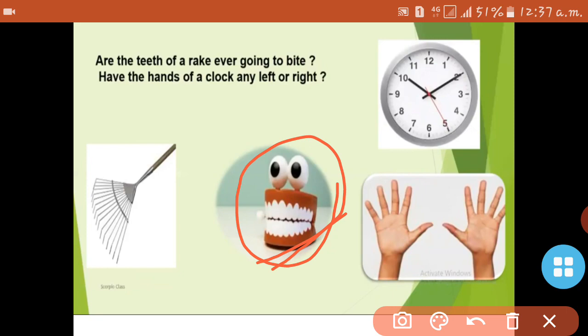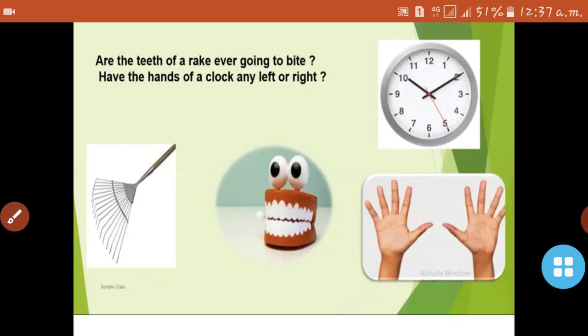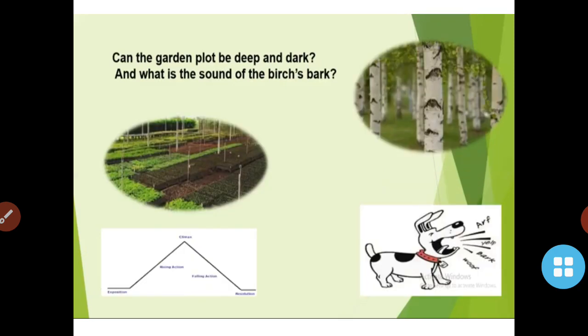Now the second line: have the hands of the clock any left or right? Here again, this is the clock. If you imagine the clock is having its own hands, left and right, what is going to happen? The poem writer is saying, imagine that the clock has a left hand and a right hand and it is moving by its own. That is impossible. So here again the poem writer is making fun of that.